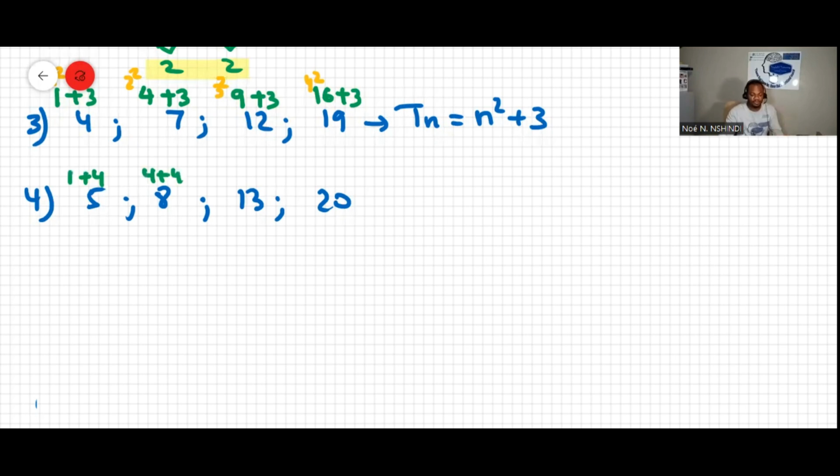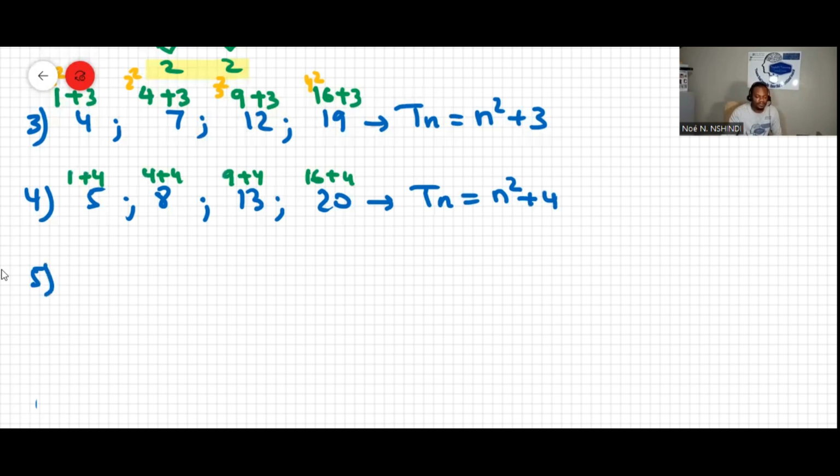The following square number here will be 9. So 9 plus 4, okay, it makes 13. The next square number is 16. So 16 plus 4 makes 20. So now we can say that Tn here will take the square numbers plus 4.